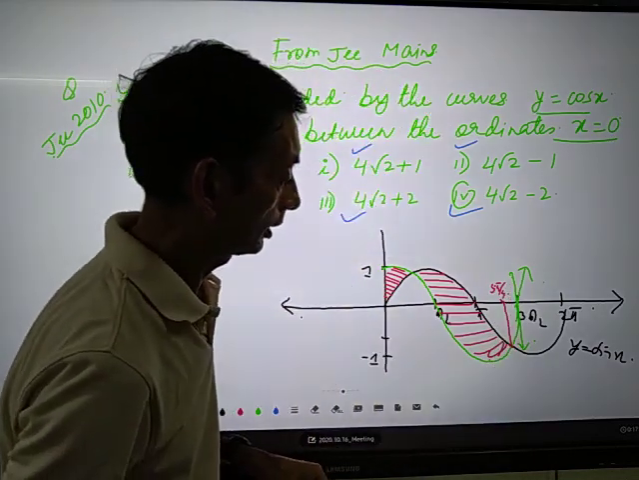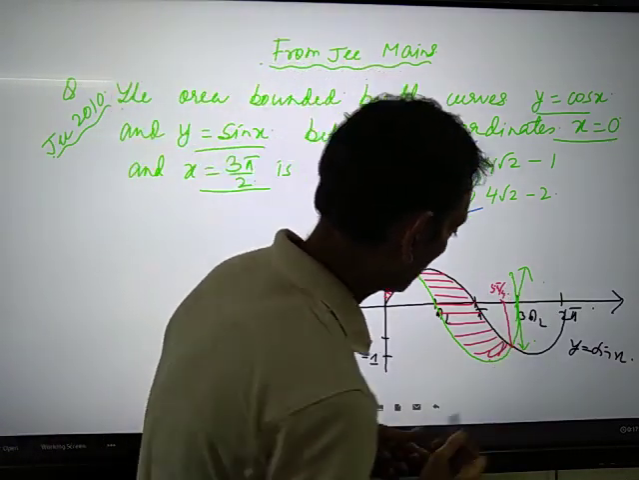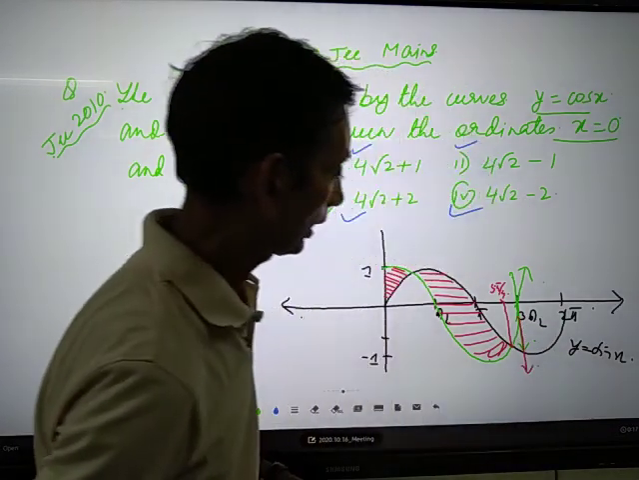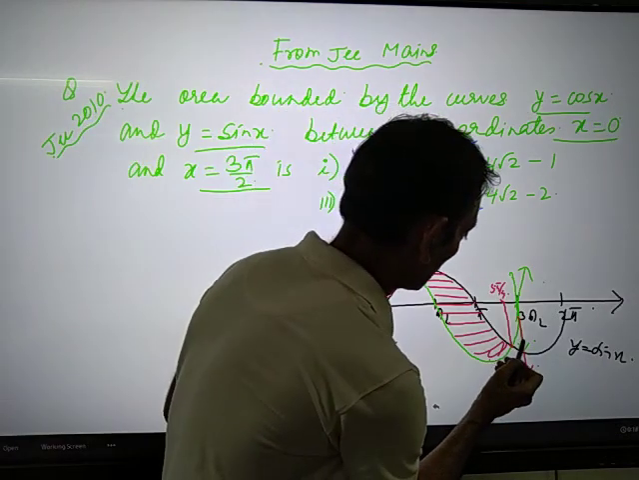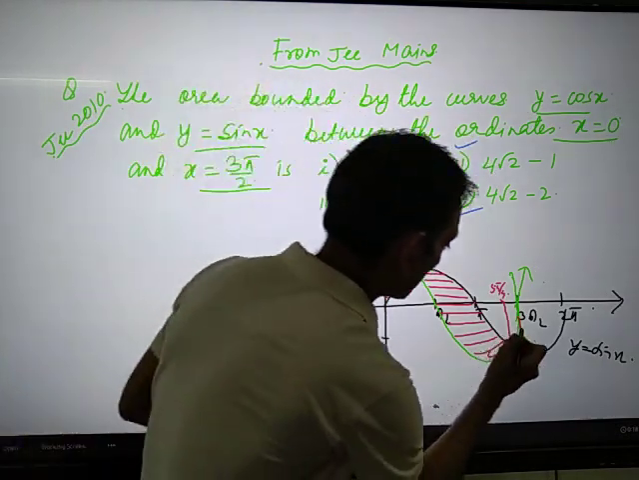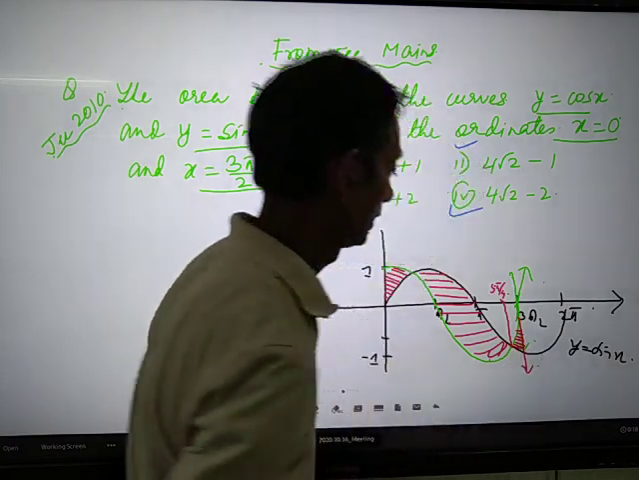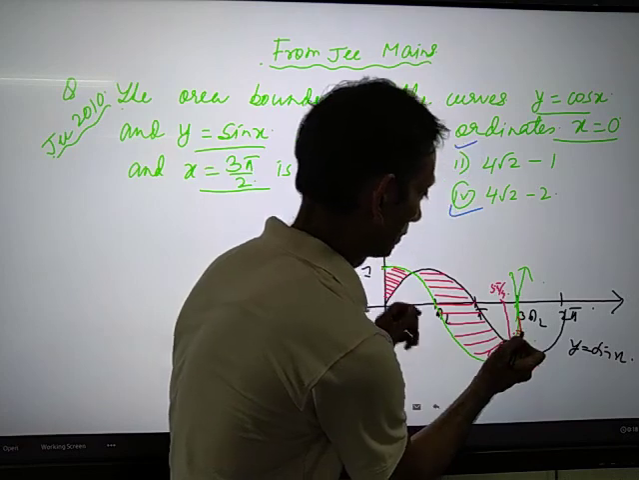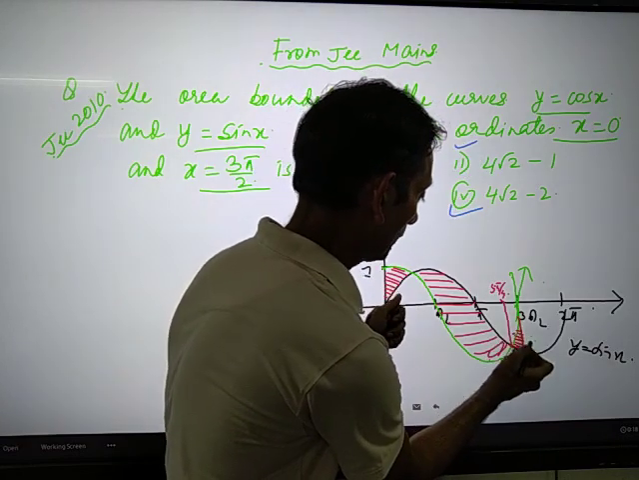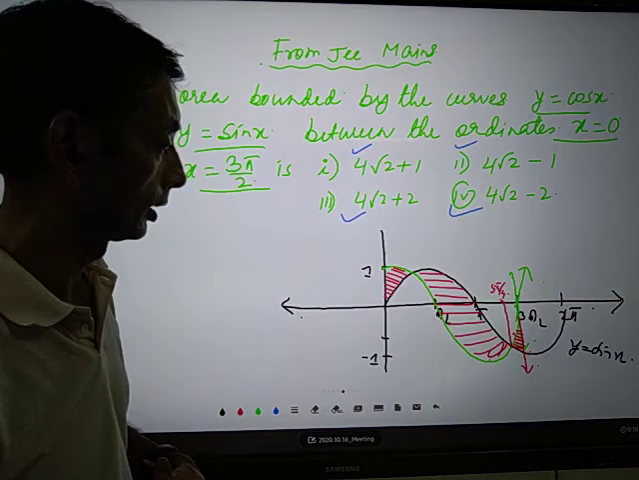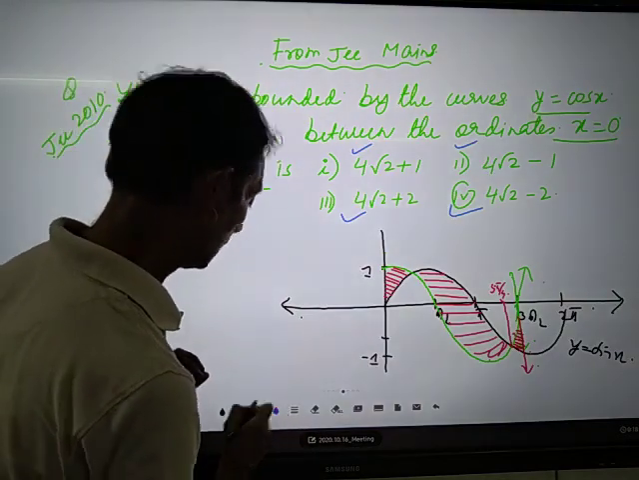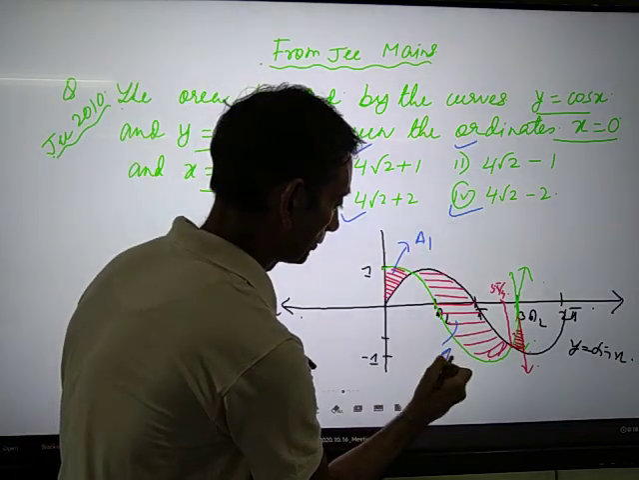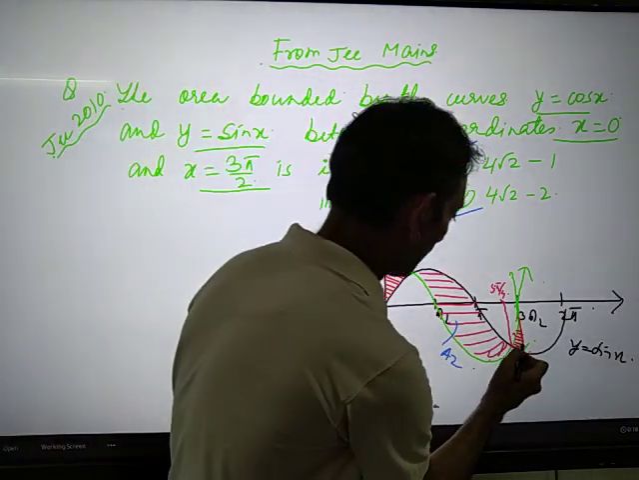Again, you have seen these portions; we'll mark them. This portion is also bounded by the two curves, the cos graph and the sine graph. If we divide the area, say this is A1, this portion is A2, and this portion is A3.